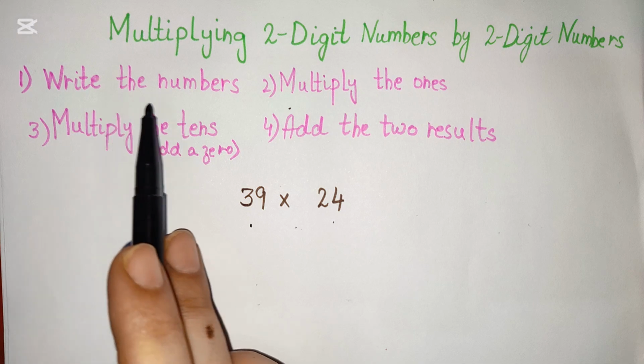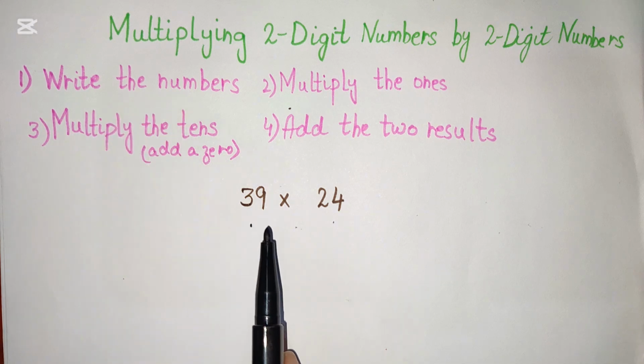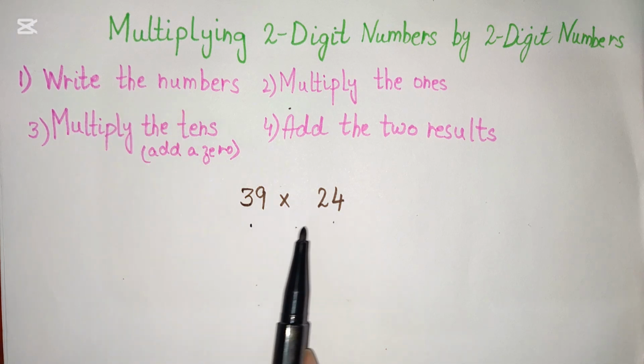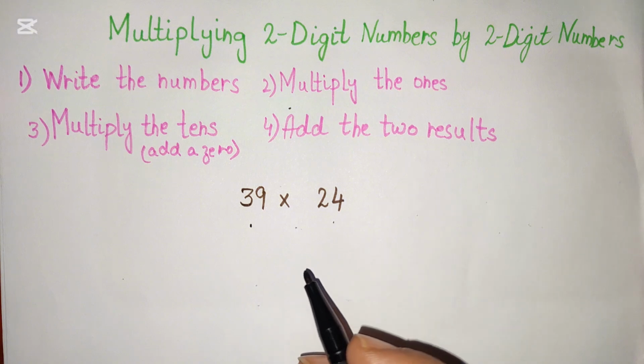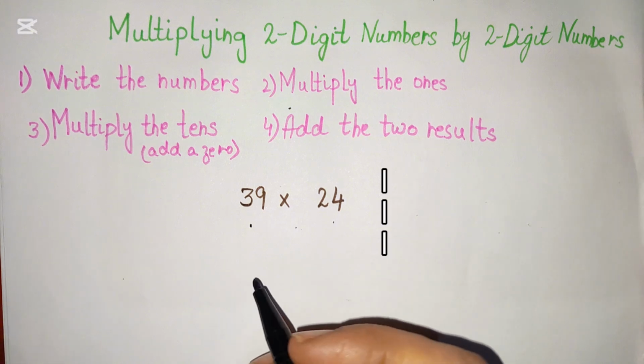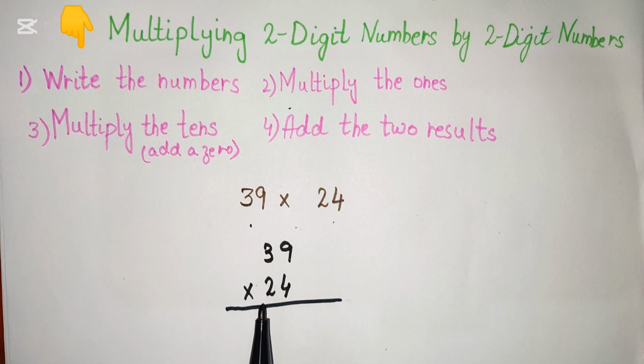So the first step is to write the numbers vertically. This is written in a horizontal way. We will write the numbers in a vertical position. So the first step is done. We have written these two numbers in vertical position.